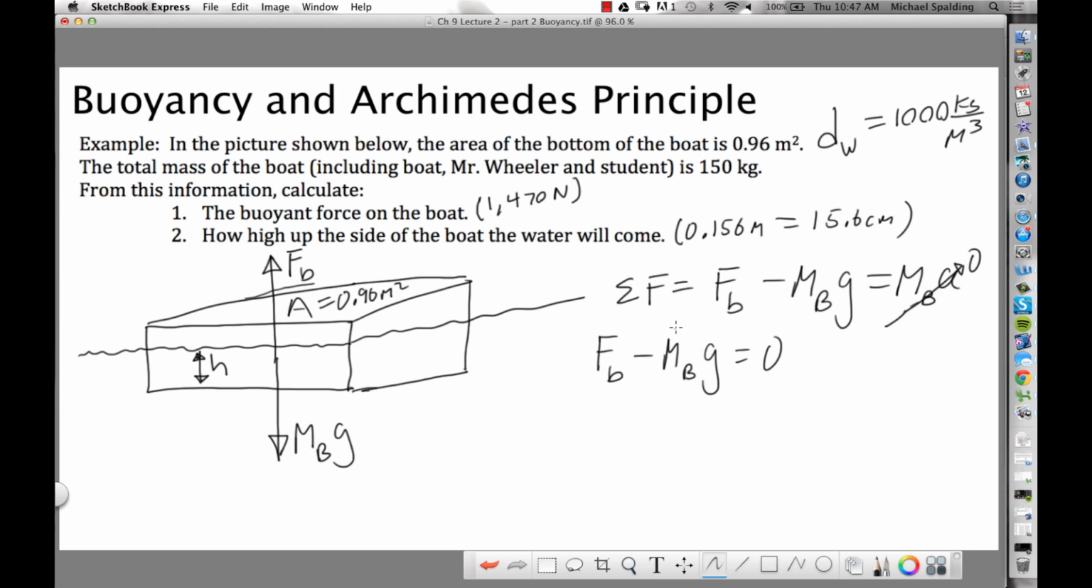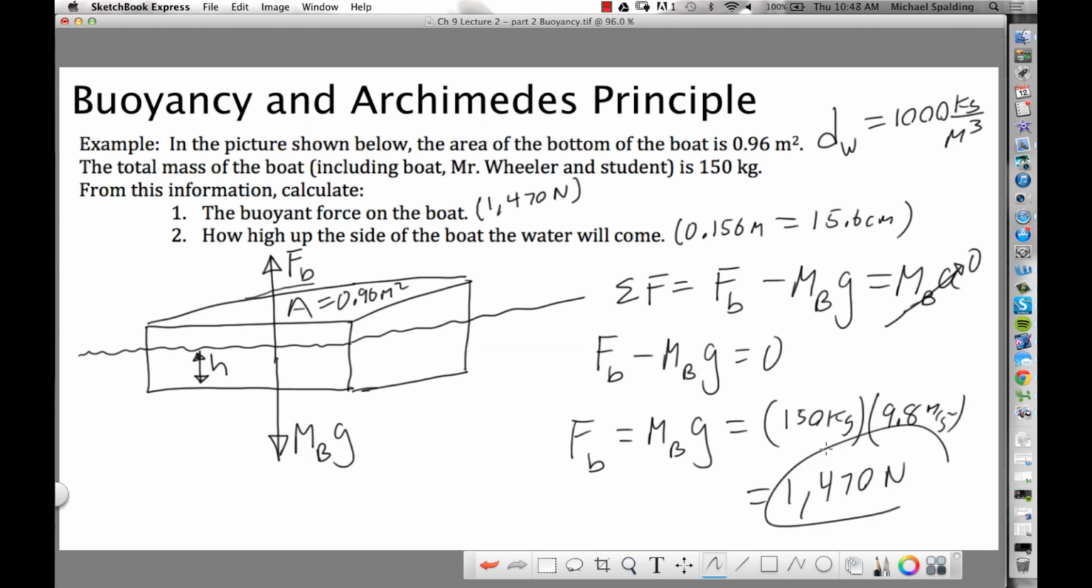And we actually, let's see, number one, solve for buoyant force: mass of boat times gravity. The mass of the boat is 150 total with everybody in it and the boat itself. So this comes out as 1,470 newtons. That's the answer to number 1, the buoyant force. Okay, number 2 is trickier. So I'm going to delete this.